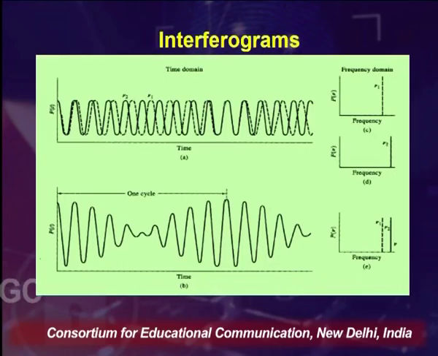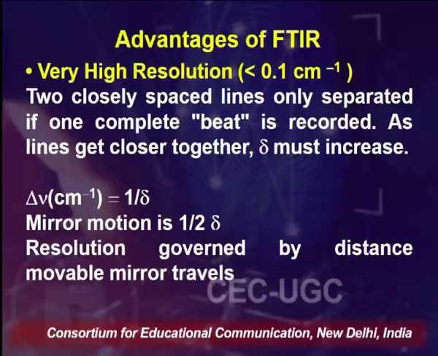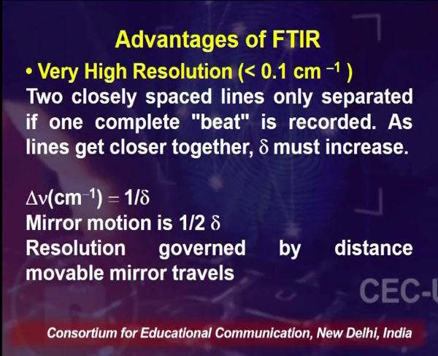The interferograms produced, depending upon whether there is a signal or no signal, give different cycles, and thus we can say this is in a time domain. These interferograms are further converted into the spectra using the Fourier transformation theorem, which is a mathematical theorem. Now, compared to the dispersive spectrophotometers, there are certain advantages of FTIR. They have a very high resolution, which is better than 0.1 centimeter inverse.